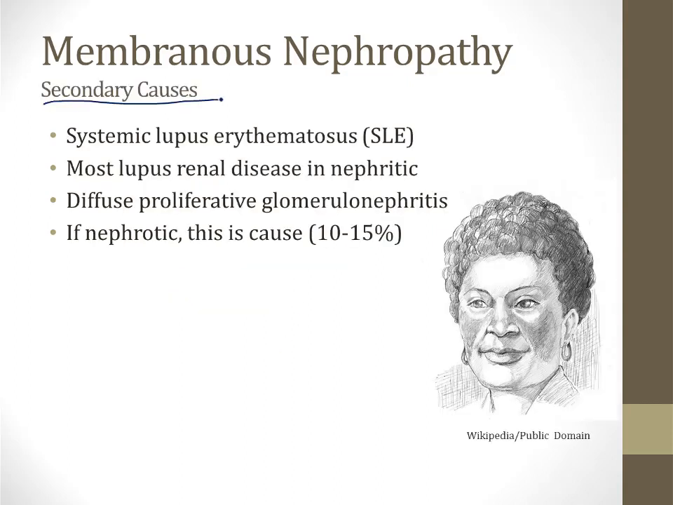There are a number of secondary causes of membranous nephropathy, and one of the important ones is lupus. Now, most lupus renal disease leads to the nephritic syndrome. In the nephritic syndrome video, I talk in detail about diffuse proliferative glomerulonephritis, which is the most common form of renal disease among patients with lupus, and it leads to the nephritic syndrome. However, if patients with lupus develop the nephrotic syndrome, then the cause is usually membranous nephropathy. This happens to about 10 to 15% of lupus patients who develop renal disease. And you know that lupus is associated with antibodies, so it should make sense to you that those antibodies could potentially deposit in the basement membrane and lead to membranous nephropathy.